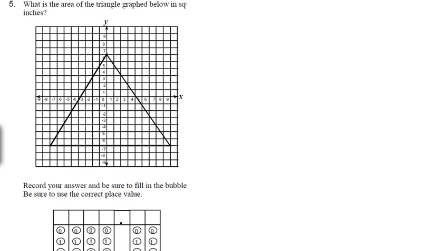Alright, number 5. This was messing up everybody because we're trying to think a little bit too hard about it. Number 5. The area of this triangle, graphed below, in square inches. It's got cut off a little bit.